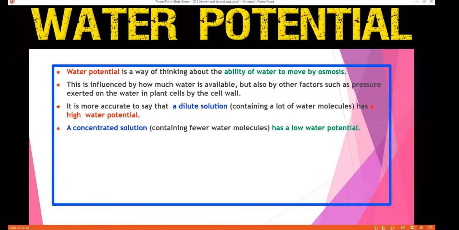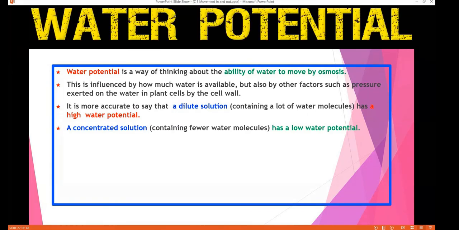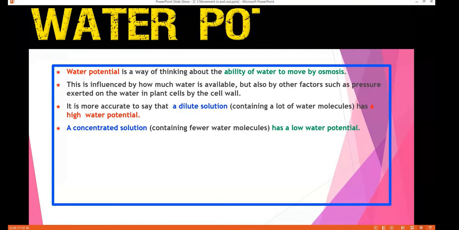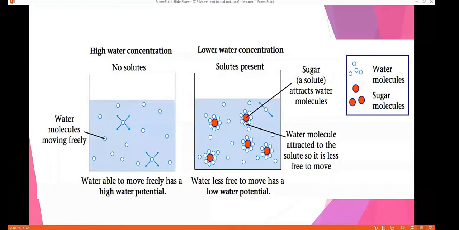Okay, so wherever the water concentration is high, the molecules of water are present in high number. Meaning if the solution is dilute, wherein the water concentration is high, that means it has a high water potential. And if it is a concentrated solution which contains more solute molecules and fewer water molecules, then it has a low water potential.